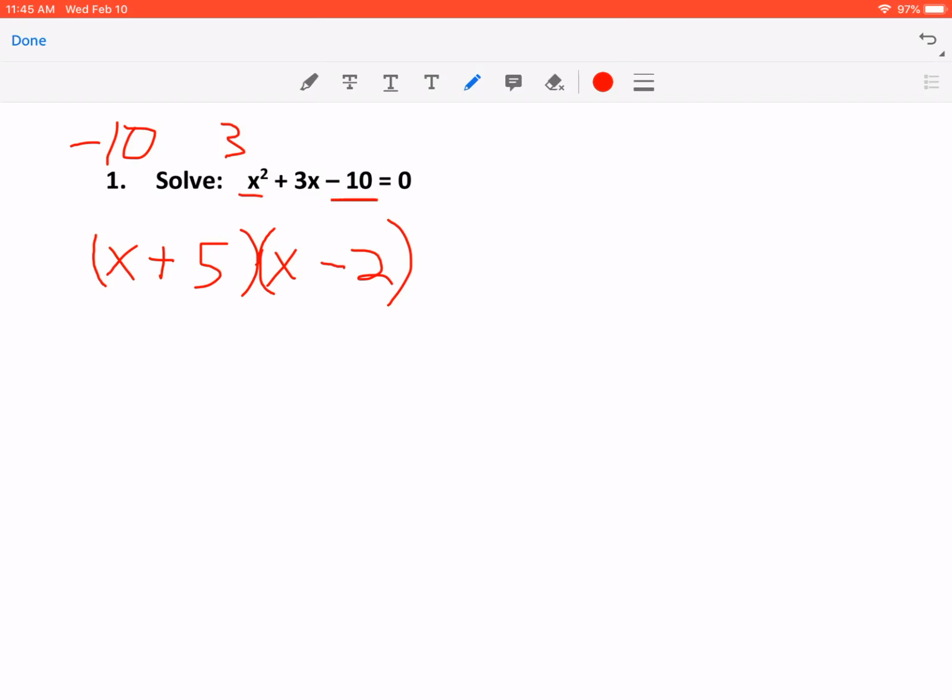And again, how do I see if that middle term gives me 3x? Remember in FOIL, the outside and the inside have to add up to that middle term 3x. I see a 5x when I multiply the inside and a minus 2x when I multiply the outside. That adds up to 3x. I know I did it right.